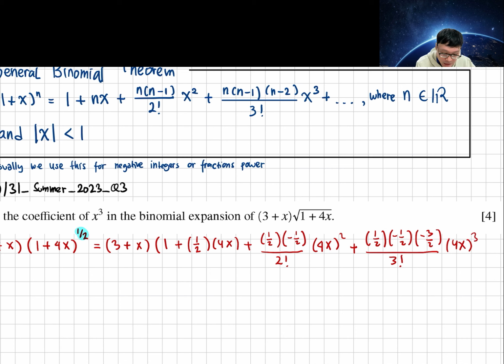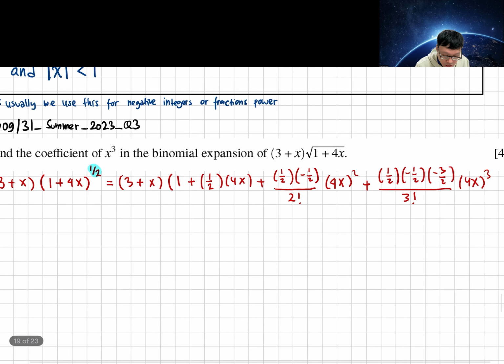So if you look at the pattern here, you have nx, in this case 4x, and then n times (n minus 1) over 2 factorial, so you decrease by 1 once. This one you decrease by 1 two times, so you get 3 terms, and divide by 3 factorial. So you should remember the pattern instead of just looking at the formula. That will be faster.